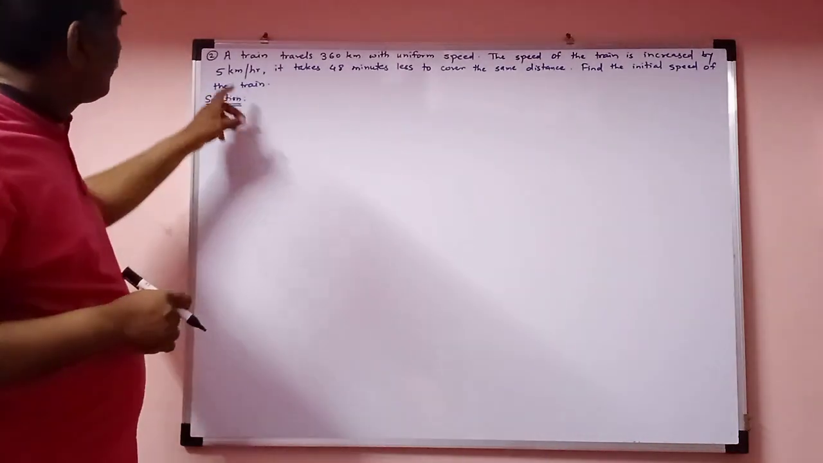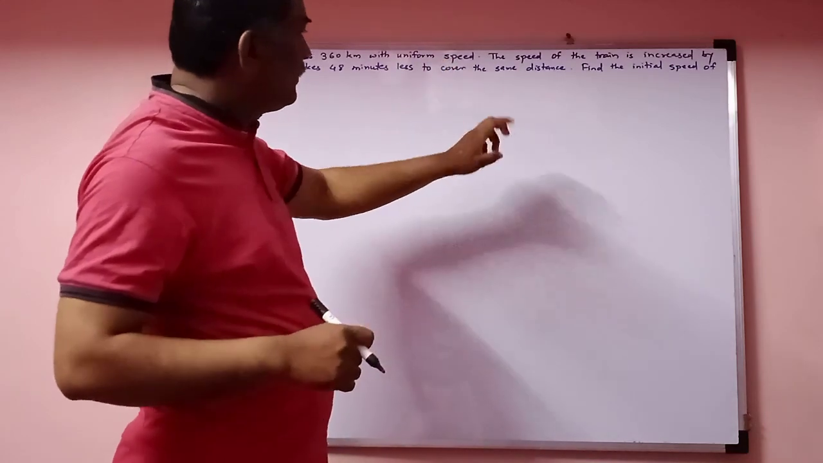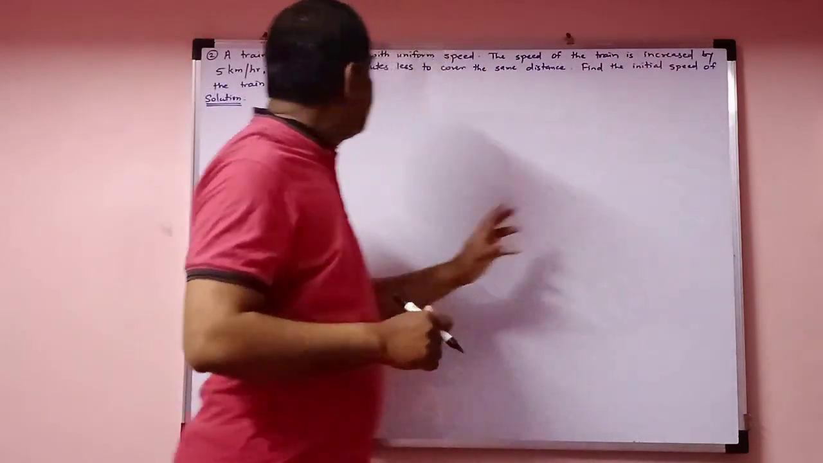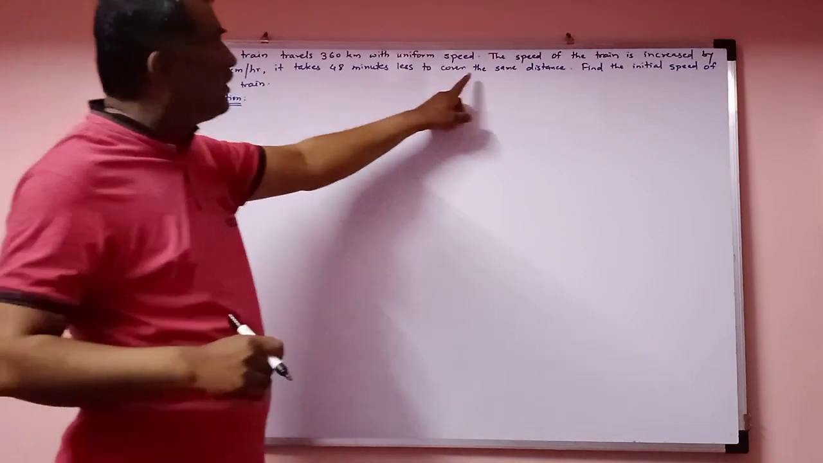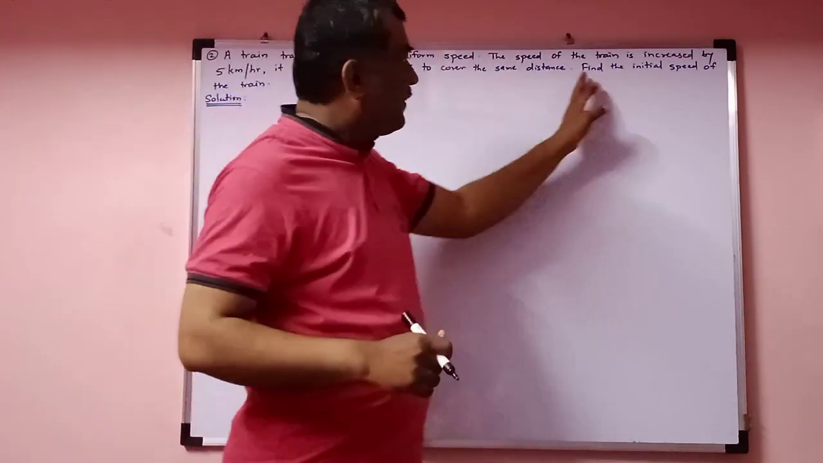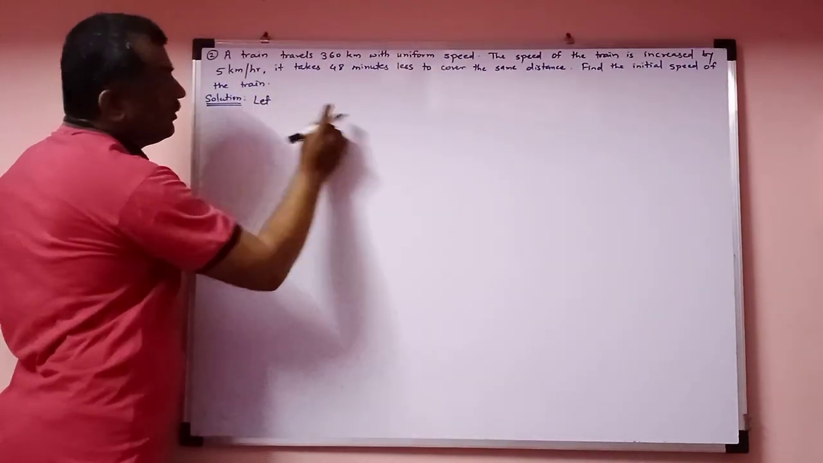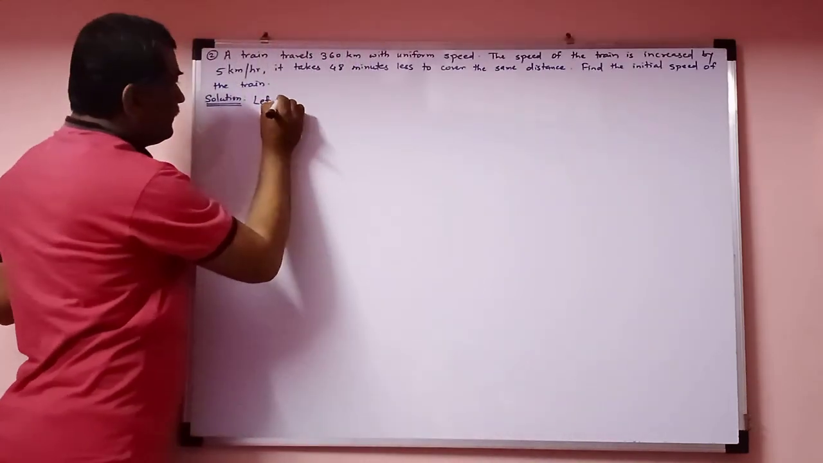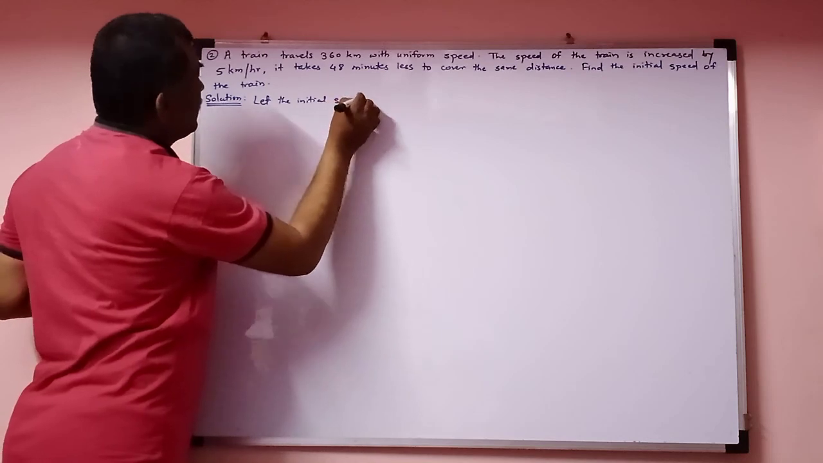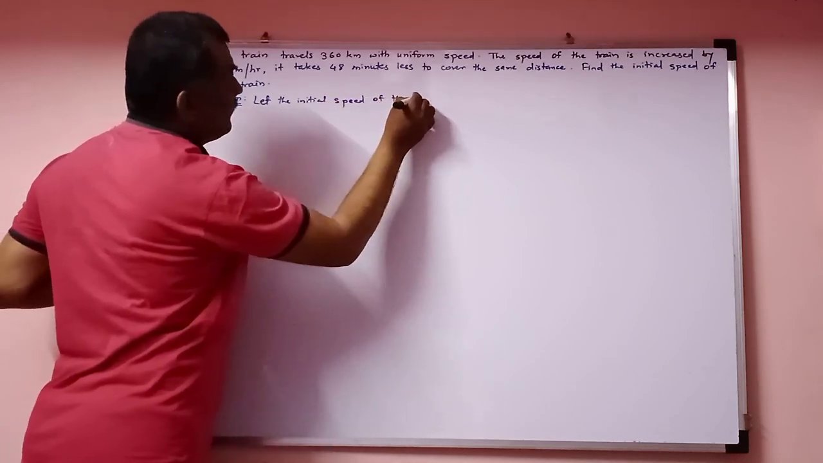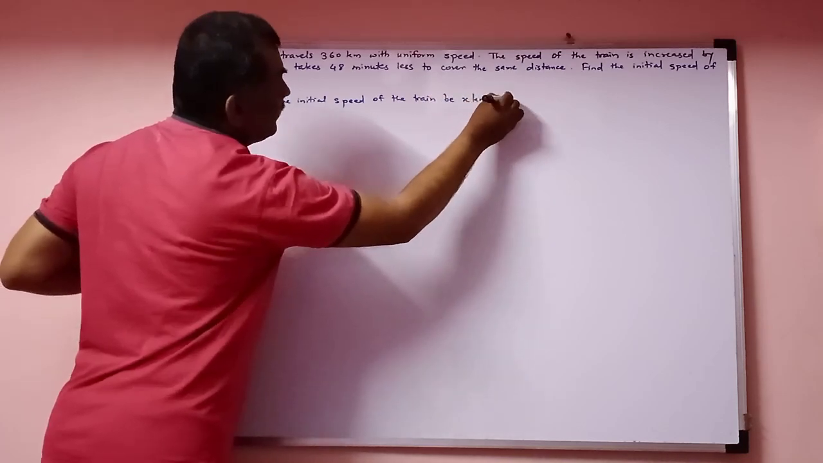Second example. A train travels 360 km with uniform speed. The speed of the train is increased by 5 km per hour. It takes 48 minutes less to cover the same distance. Find the initial speed of the train. Let the initial speed of the train be x kilometer per hour.